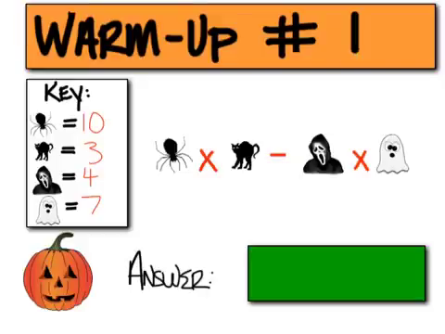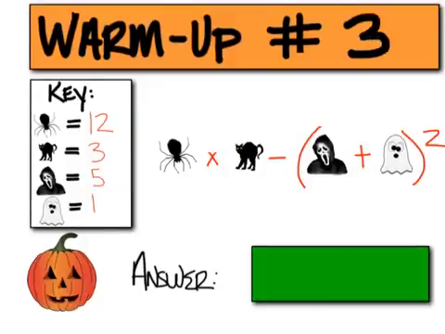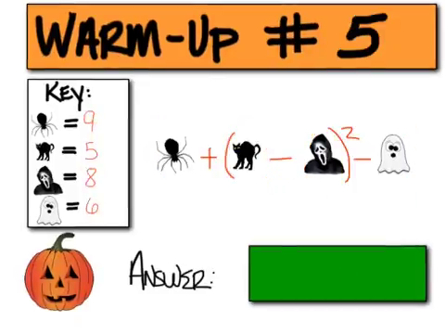Alright, one more problem. Number 1 is 2. Number 2, the answer for this one is 24. Number 3, the answer for this one is 0. Number 4, the answer for this one is 10. Number 5, the answer for this one is 12.